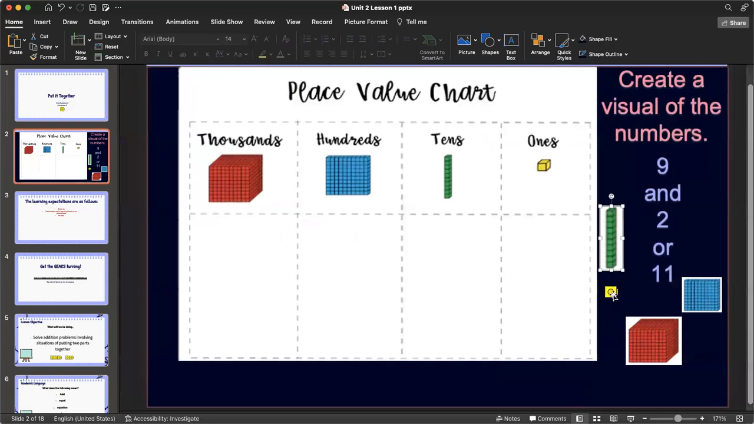Okay. How would you make the number 2? How would you make the number 2? Use those ones cubes again. 1, 2. A flex your brain question to ask your child is, how many more ones cubes would it take to make a 10 stick? How many more ones cubes would you need to make a 10 stick?